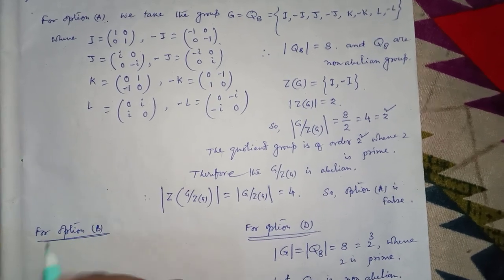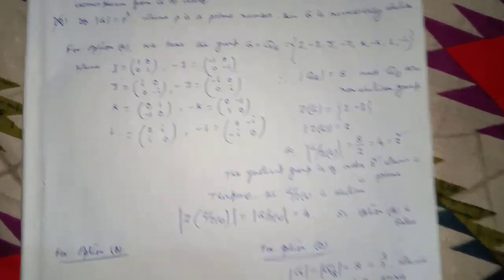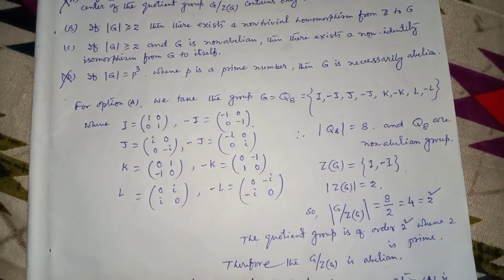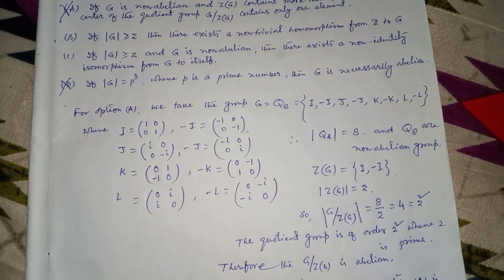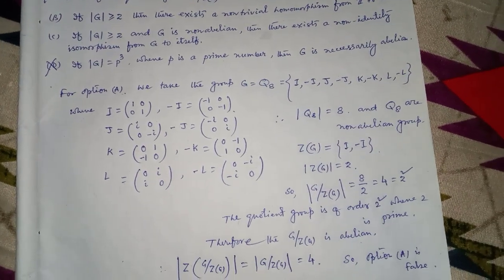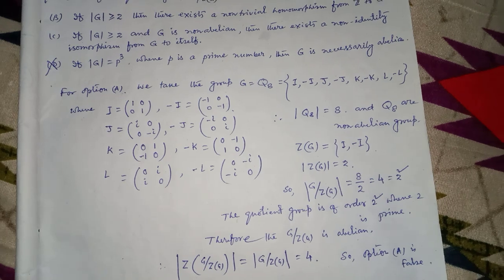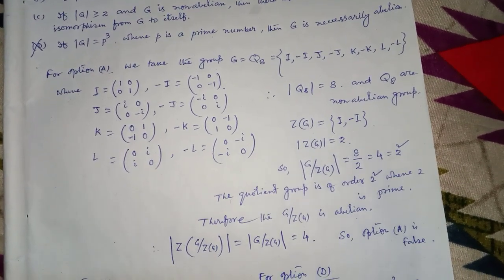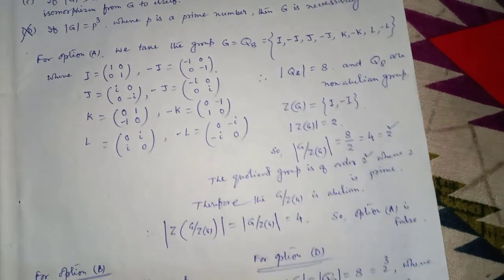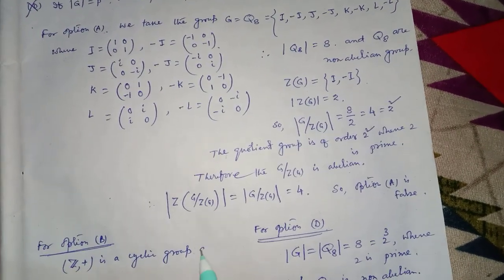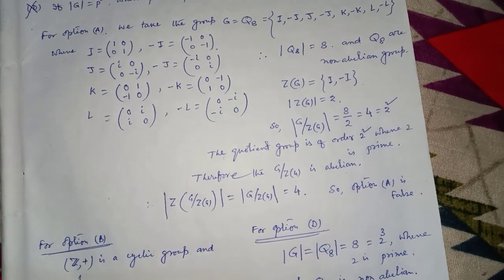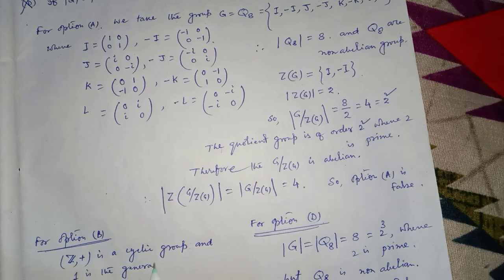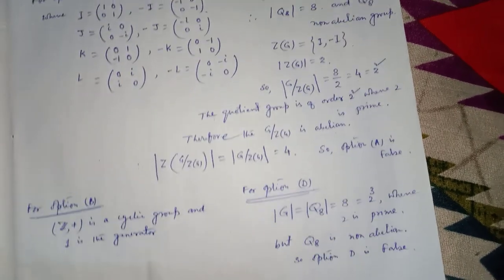For option B, if the order of G is greater than or equal to 2, then there exists a non-trivial homomorphism from Z to G. We know that Z under addition is a cyclic group, and 1 is the generator of the group.